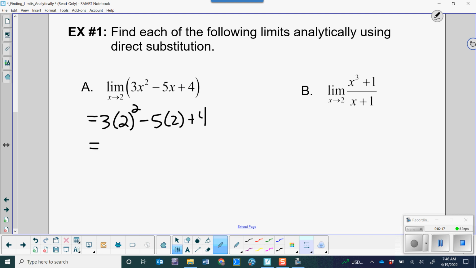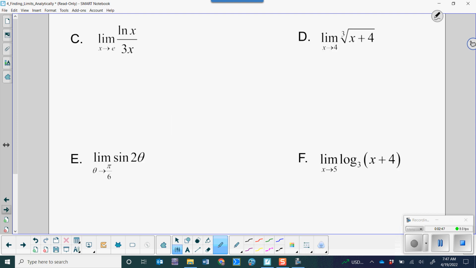I can see the first is 12, because I have 2 squared is 4, times 3 is 12, minus 10 plus 4, so that's going to be 6. On B, I'm going to do direct substitution, and this time I'm not going to write 2 cubed, I'm just going to say, oh, that's 8 plus 1 over 2 plus 1, that's 9 over 3, which is 3. So again, sometimes, even when it's simple arithmetic, it's better to write a little bit of it down when you're substituting instead of trying to do all of it in your head.